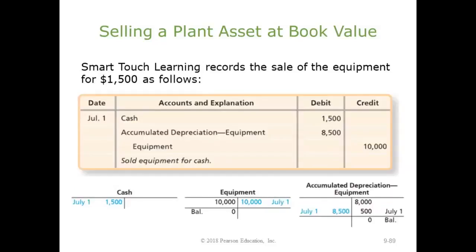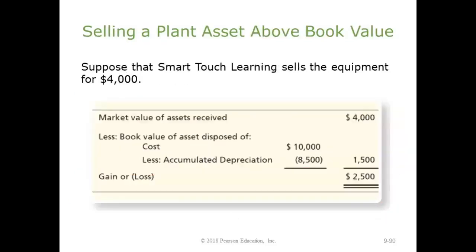So in this case, I'm going to have a debit to cash of $1,500, a debit to accumulated depreciation on equipment of $8,500, and my equipment balance is going to get credited for $10,000. So this is where I'm recording the sale of the asset for cash. And so there's no gain or loss on that transaction.